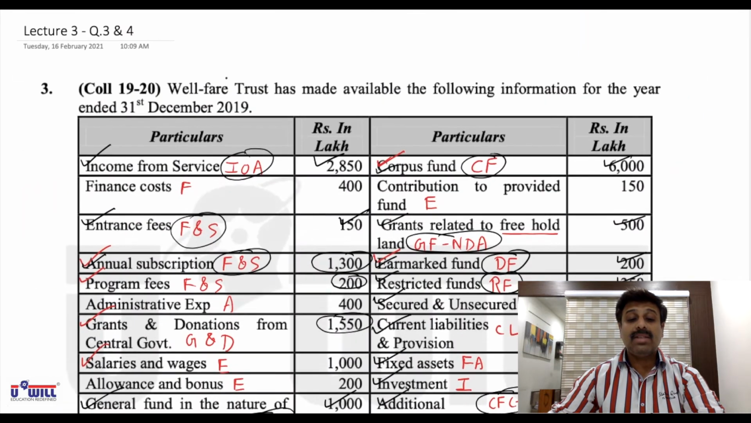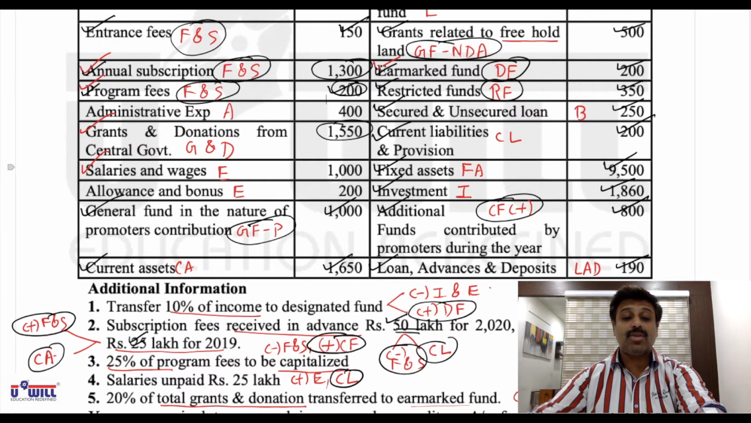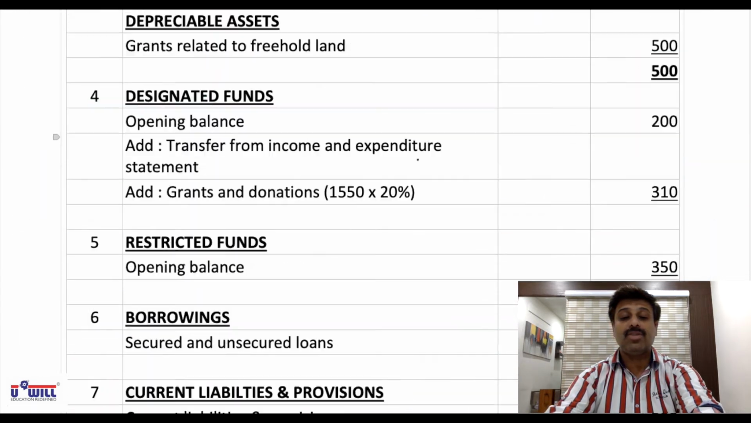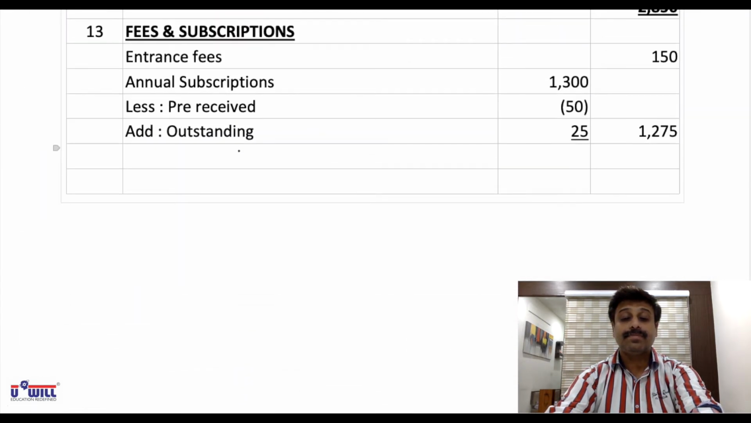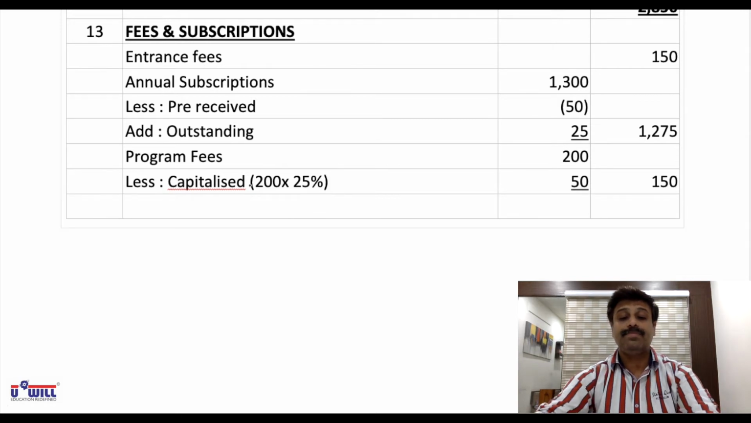Then after annual subscriptions we have program fees, F&S 200. That is also tick, so write it in inner column, program fees 200. Now from that we have to subtract capitalized. Okay, 25% is capitalized, so that we have to minus over here. 200 into 25%, that is 50. So outer column 150 will come.